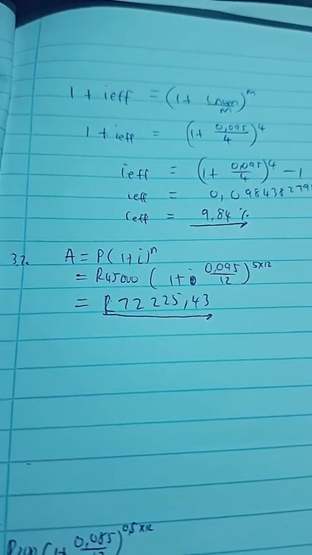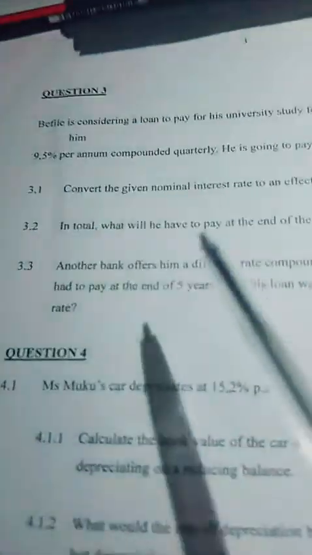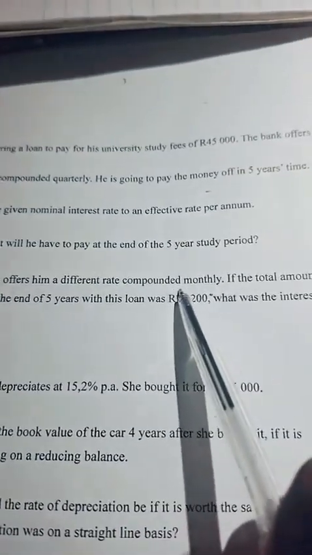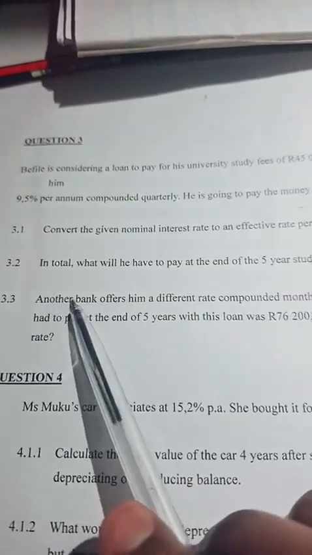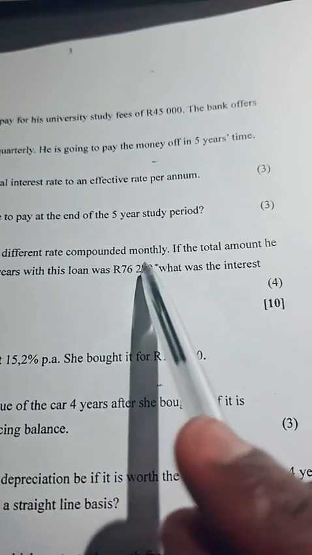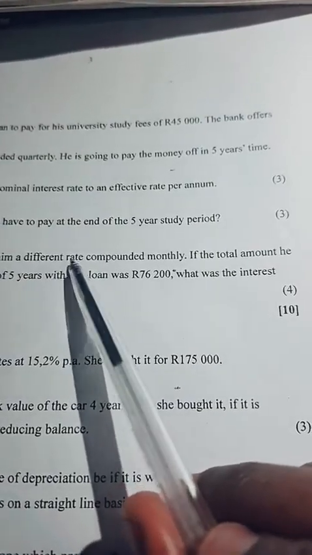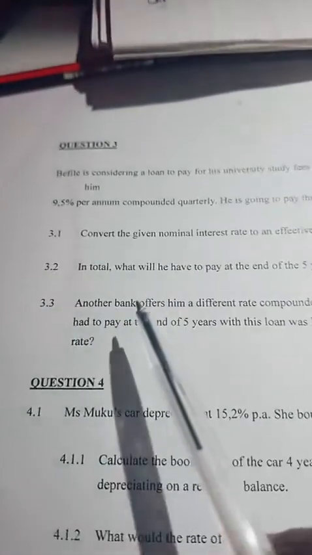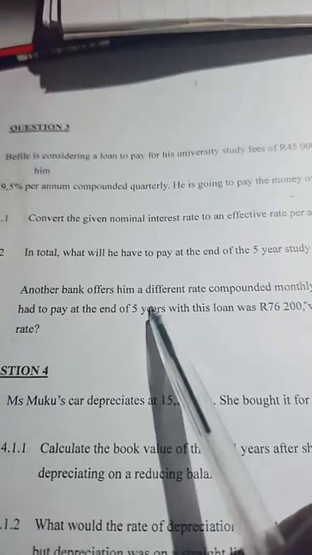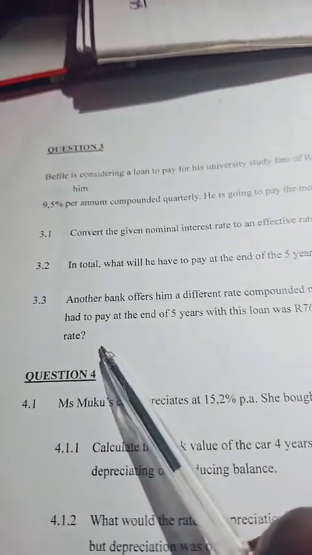72,225 Rand 43 cents. So that is basically what you'll be paying back. Okay, 3.3. Another bank offers him a different rate, compounded monthly. So this is a different bank altogether. We don't know what the rate is, but we are told it's compounded monthly. If the total amount he had to pay at the end of 5 years with his loan was 76,200, what was the interest rate?